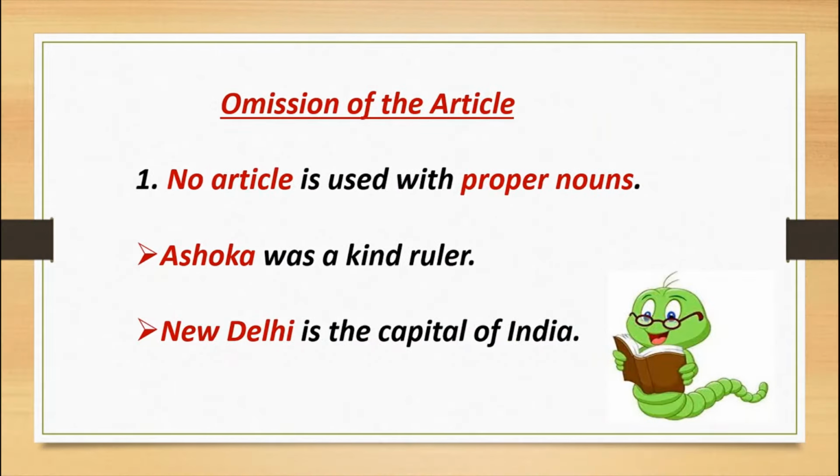Omission of article means we don't use any articles here. Rule 1. No article is used with proper nouns. Say for example, Ashoka was a kind ruler. We don't use any article in front of Ashoka. New Delhi is the capital of India. We don't use any article in front of New Delhi.